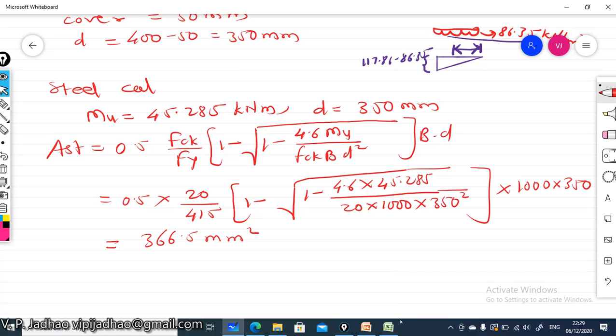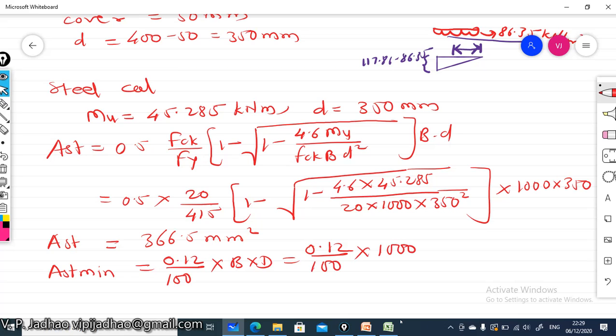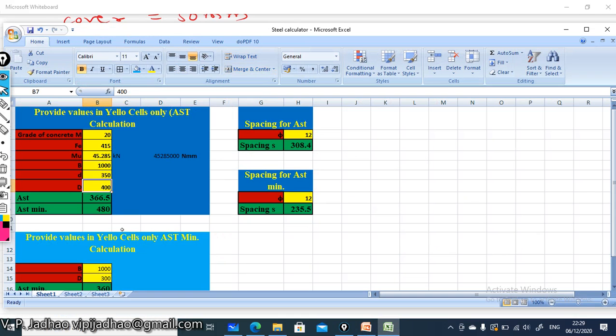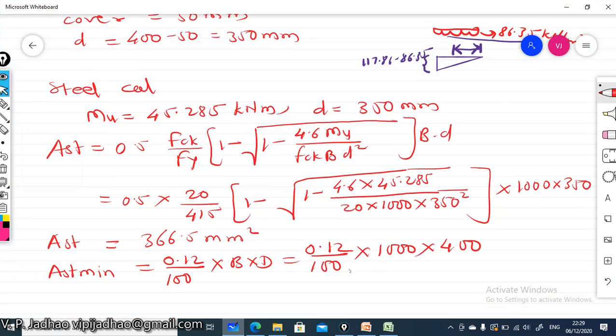Okay, we will calculate the Ast minimum value. Ast is equal to 366.5 mm square. We know that Ast minimum is equal to 0.12% of the cross sectional area. Therefore 0.12 divided by 100 into b into d. So this is equal to 0.12 divided by 100 into b, which is 1000, multiplied by D, which is 400. So we get this value as 480 mm square.